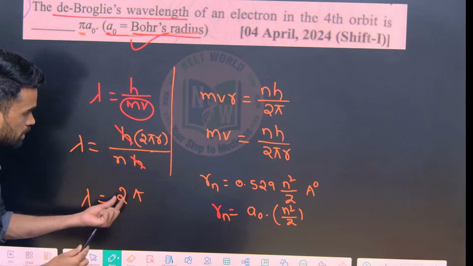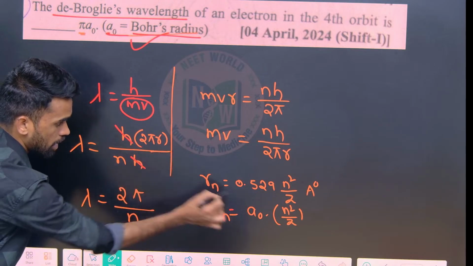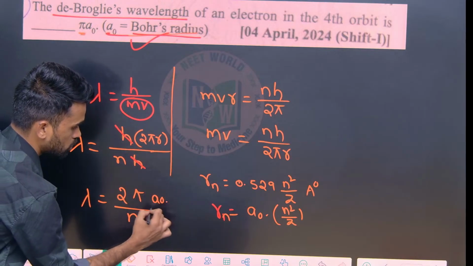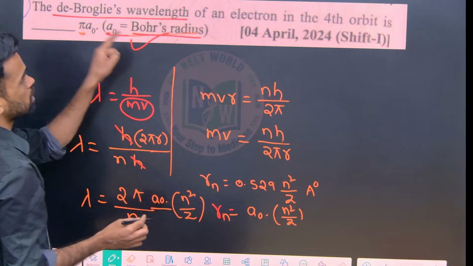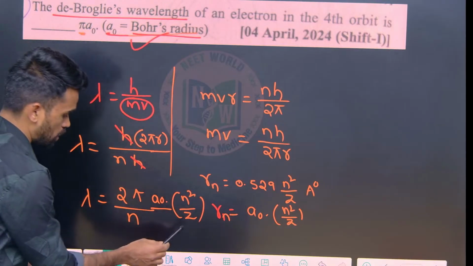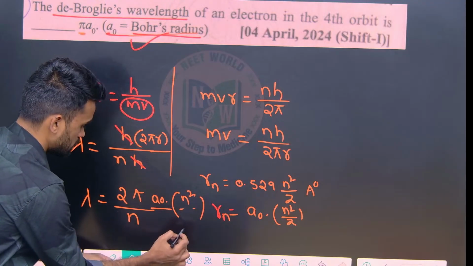So I am writing 2 pi by n, and in place of r I can write a naught into n square by Z. They are talking about the hydrogen atom only, so the Z value, the atomic number, will be 1. So this is 1 here.